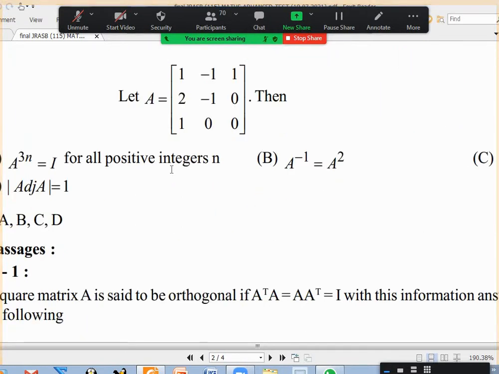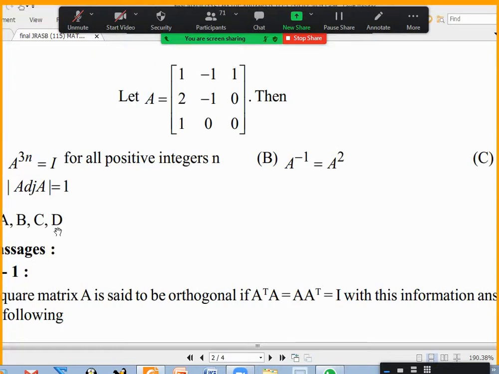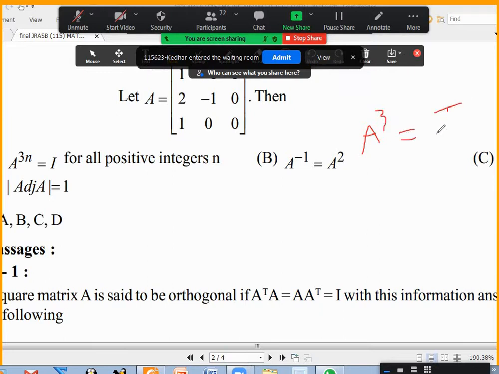Okay. Sixth question. Anybody any doubt? I think you just find A cube, you will get identity matrix. Am I correct? Sir, option B, I have doubt. I will discuss that, but the thing is, you just find A cube. You will get identity matrix.